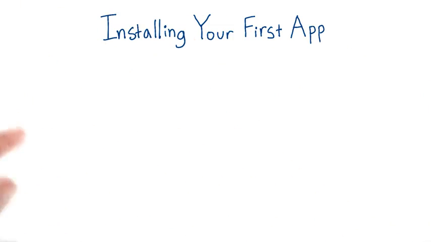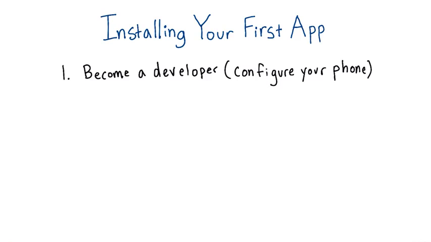Alright, first things first. Your phone is not set up to let random code from your computer run on your phone by default. So you're going to need to do a few steps to prep your phone. Okay, so the first step is to become a developer. This sounds a little funny. When would you know when you're a developer?